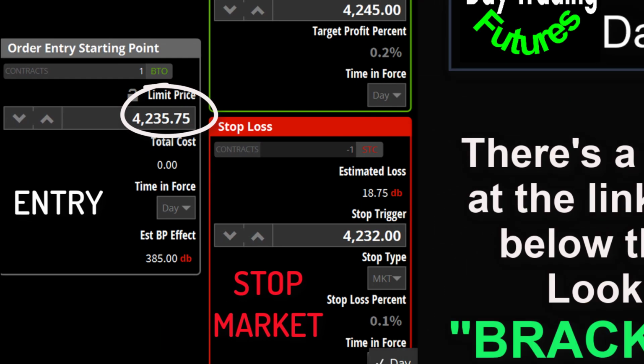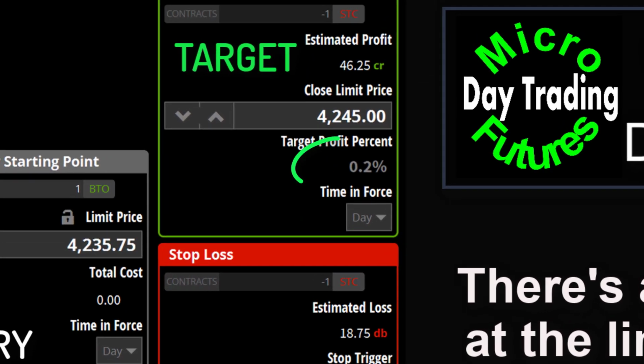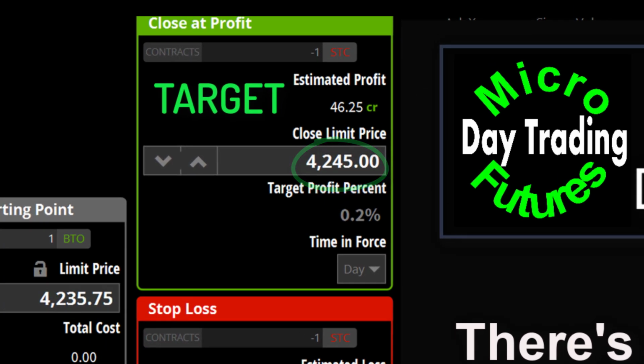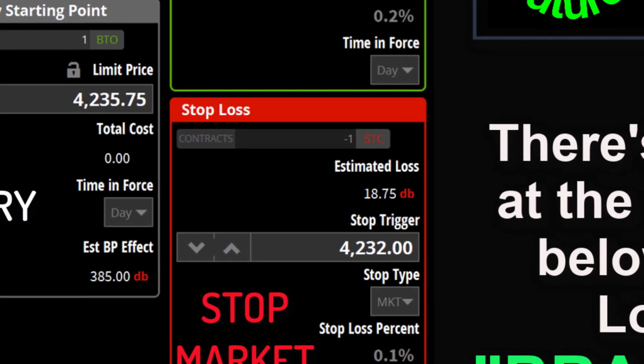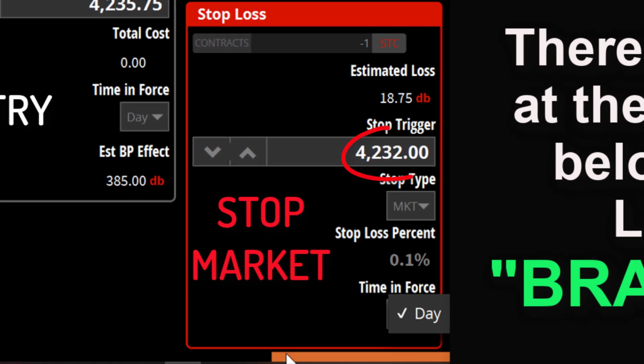And I'm going to enter this trade around 42.35. I'm going to put a tentative target up there at 42.45 and a stop market order at about 4 points. That's $5 a point. So the stop market's about $20 behind. That's our initial risk in this trade.